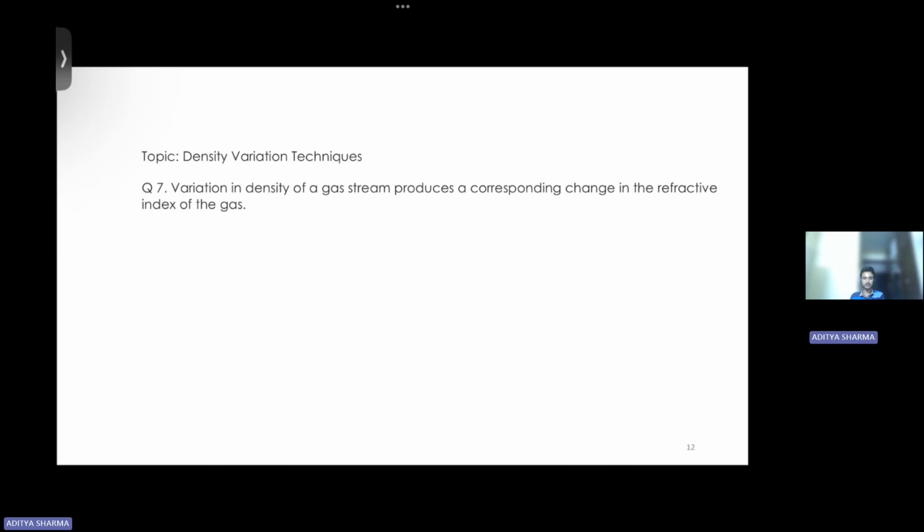Question number 7 says that variation in density of a gas stream produces a corresponding change in the refractive index of the gas. Whether this is true or false. These questions are from lecture number 27.